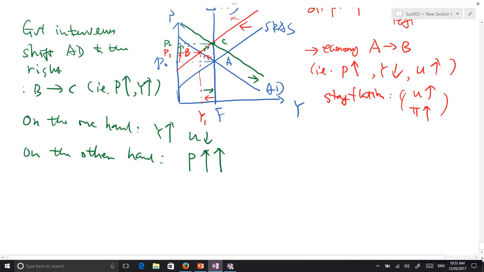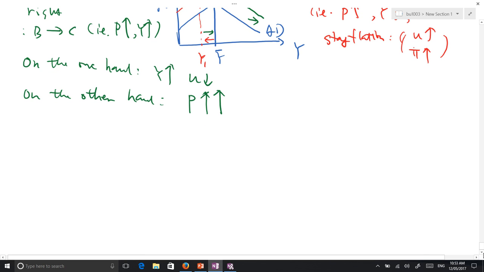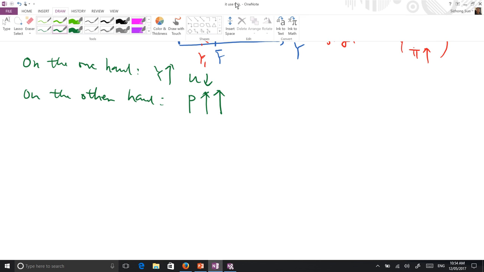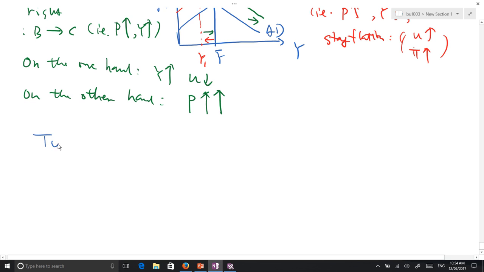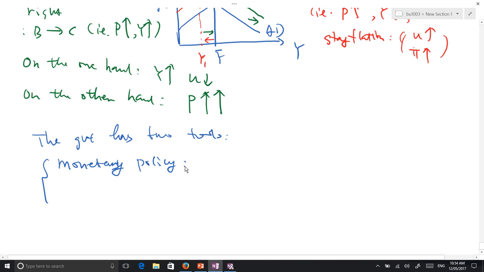And we see that the government can play a very important role in managing the economy. The government can do so through two channels, two tools here. The first one we call monetary policy, which is managed by the RBA, it's a bank. The second one is through fiscal policy, which is by the Treasury or Department of Finance.